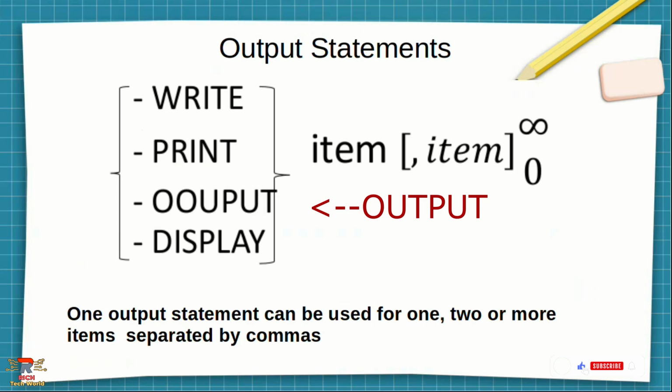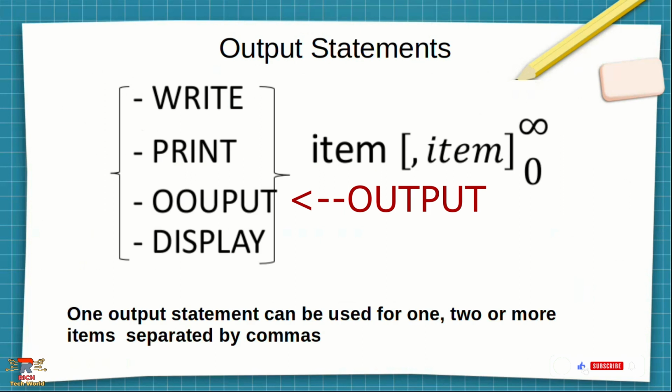For instance, if you want to display the name that is in the variable called name, you just write print name, which is going to display whatever is in name. Or you can just say output name, display name, or write name. That is going to display the content in the variable called name.